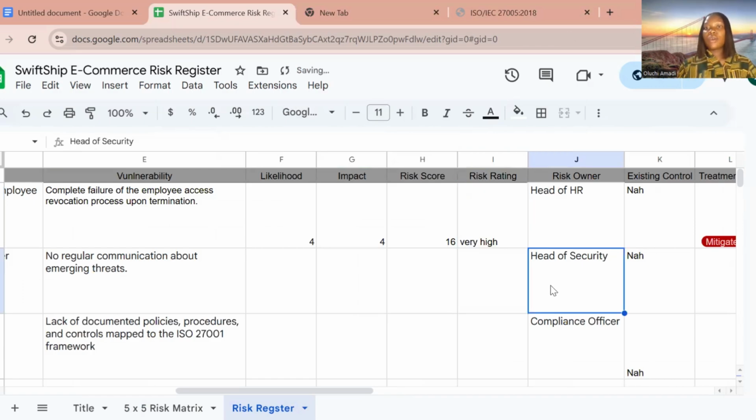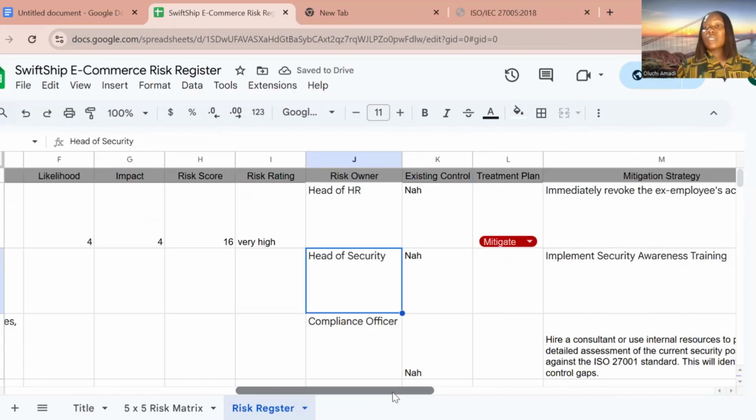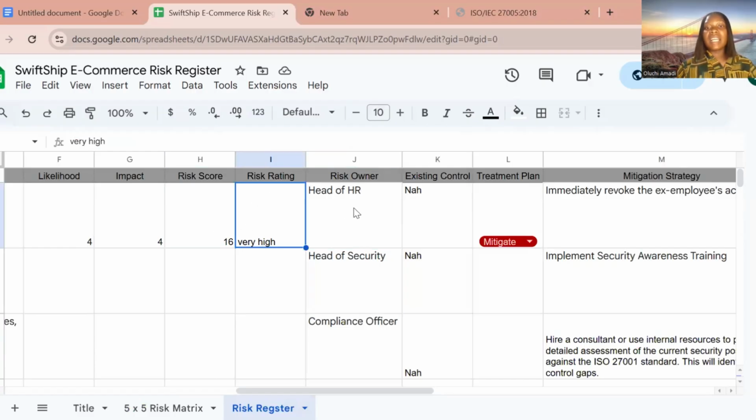So who is the owner of this risk? Who is supposed to onboard this ex-employee? It's the head of HR, or the HR. So that's where the risk owner comes in: the risk score, the risk rating, and the risk owner. Let me quickly explain these three parts. The risk score is the numerical or categorized score calculated using likelihood and impact, which is mostly done by multiplying them. The risk rating is the qualitative risk level based on the risk score. So the level is very high, so that's the risk rating.